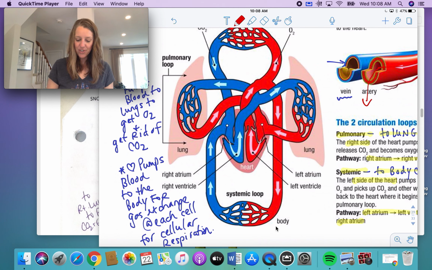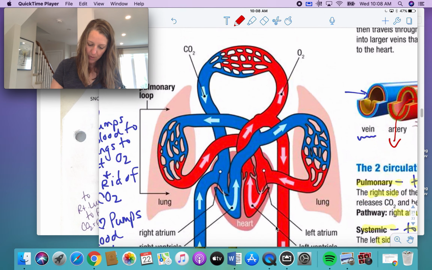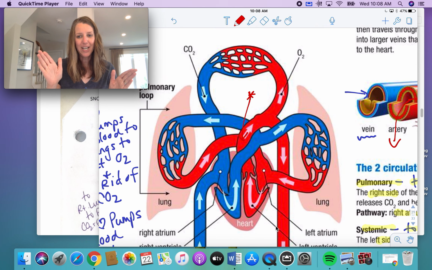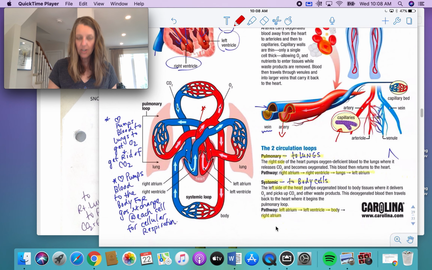Okay, and so when that blood comes back from the lungs, it enters into the left atria and then the left ventricle and then is pumped out the aorta. So you can see on your diagram, where would the aorta be? Right there. Okay, that's the spot that sends the blood out and about.